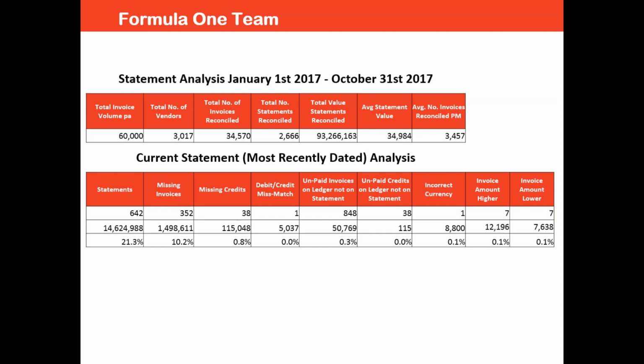Right, and this is the last one now, and I think this is probably the second best one. This is a Formula One team doing about 60,000 invoices a year, processing 260 odd statements a month, and that's £93 million worth of spend over those 10 months. So you can see I've got 642 statements on the system, £14.5 million in value, and about 10% of that total is missing. So that's a lot lower than the average. All of the other ones are minute, really. They're all 0.0.